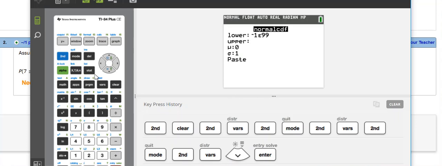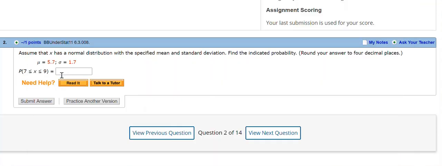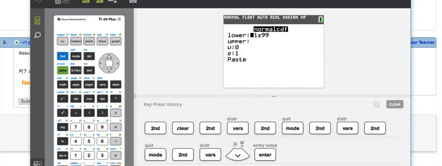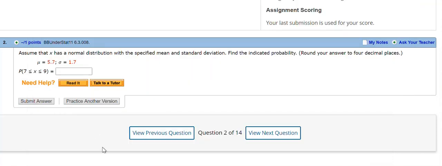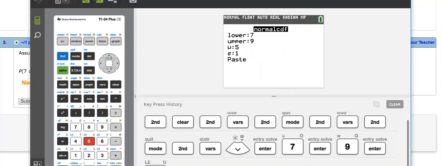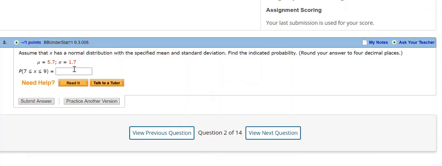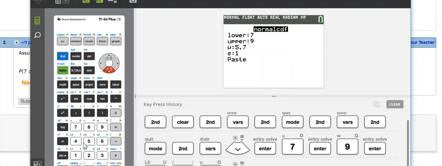When I look at my problem, it's between 7 and 9. So my lower is 7 and my upper is 9. And then my mu is 5.7. And my standard deviation is 1.7. So I type in 1.7 for sigma. And then you go down to paste.